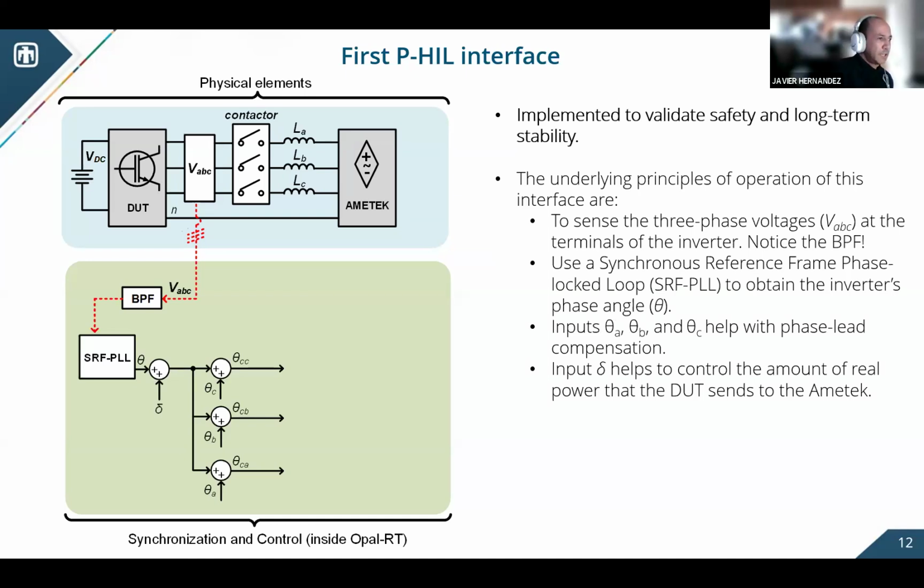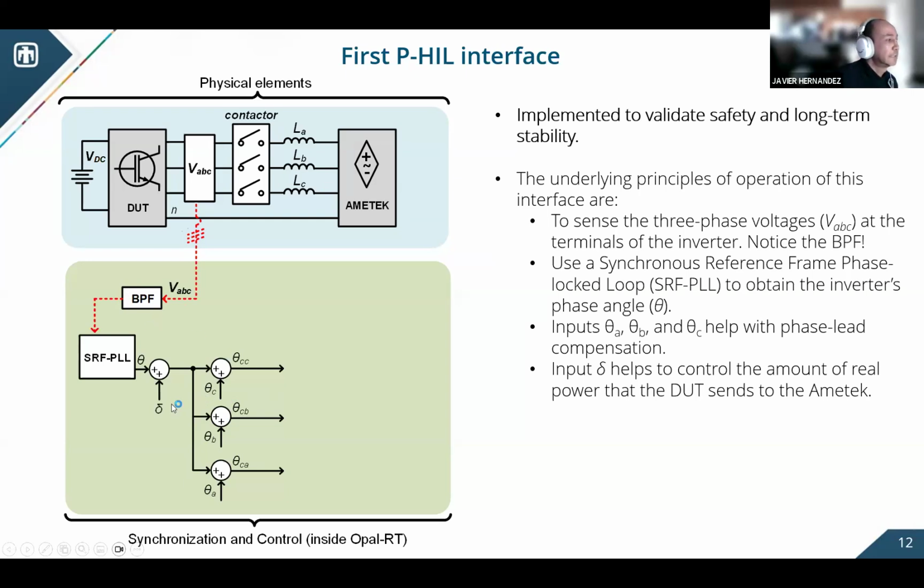For this one, we changed the scheme a little bit. So we just want to focus on synchronization. So we sense the 3-phase voltages, and then we use those voltages to tune a synchronous reference frame phase-locked loop to obtain the phase angle of the inverter. And we have the capability to provide phase lead compensation by the user on these inputs right here, okay? Just in case we have to compensate for the delays introduced by this bandpass filter.